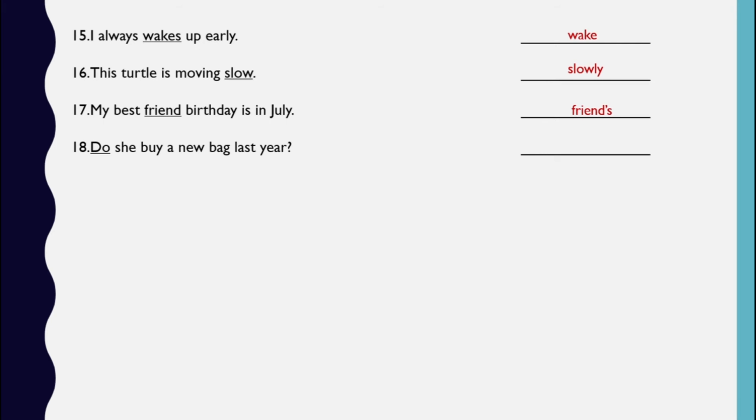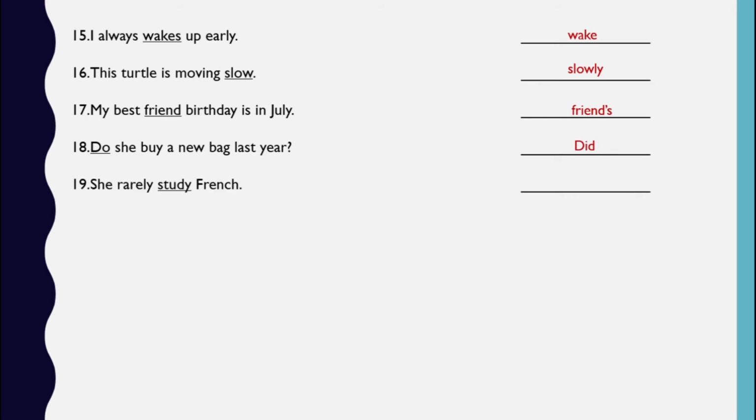Do she buy a new bag last year? Do you have a keyword here? Yes, it's last. It belongs to the past simple tense. So which helping verb do we use in the past simple tense? Did. So the mistake here is do. We have to change it into did.